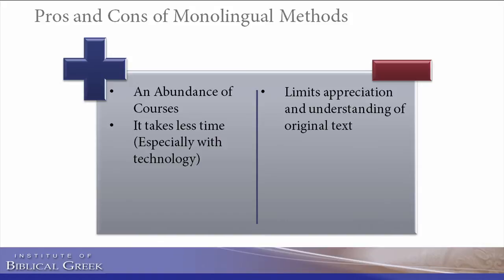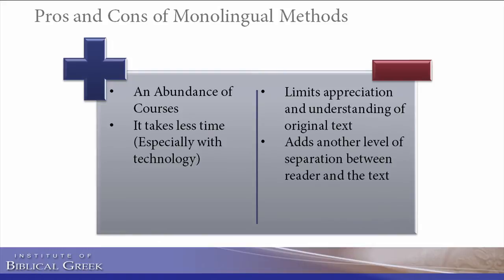And so this is not meaning that you're going to have a completely different understanding of a text than a fluent reader, but you're going to miss some appreciation, richness of the text, and some of the intertextual connections. Another negative is that a monolingual approach does put a degree of separation between you and the text. You don't have immediate understanding. And a lot of reasons why people want to learn ancient Greek or biblical Greek is to have that direct access to the original text.